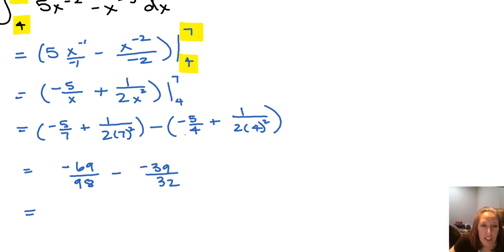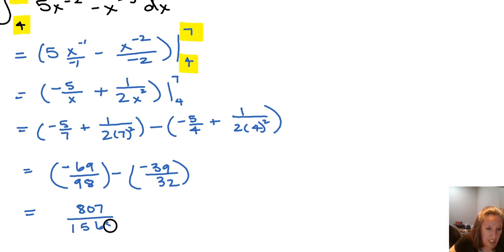Don't forget we are subtracting these. So when we do actually subtract those, this one doesn't end up being really nice as a fraction. We get 807 over our common denominator, 1,568, or as a decimal, that is approximately 0.5147.